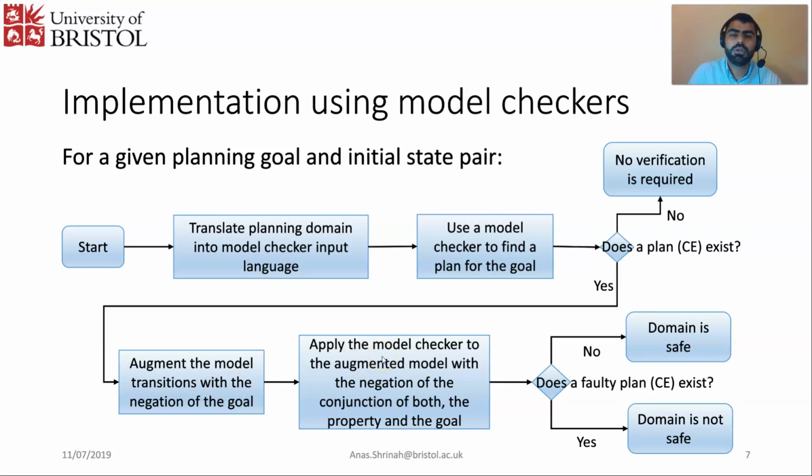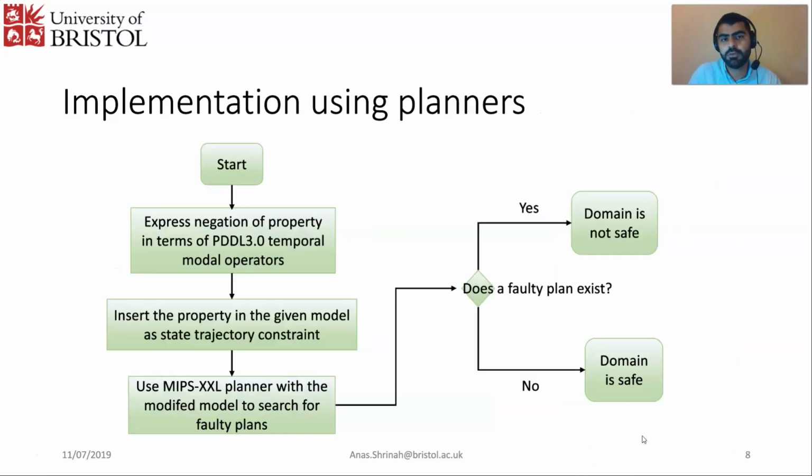And then we apply the model checker to the augmented model, along with the input property being the negation of the conjunction of both the safety property and the goal. And if this augmented model returned a counterexample, this would be a valid blind counterexample and the model would be unsafe, otherwise it would be safe.